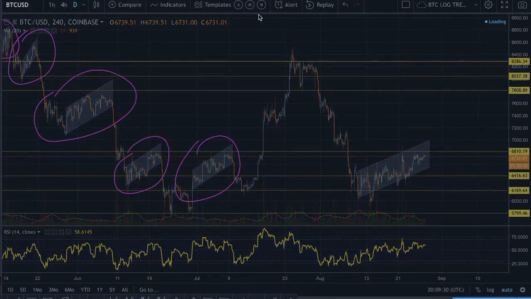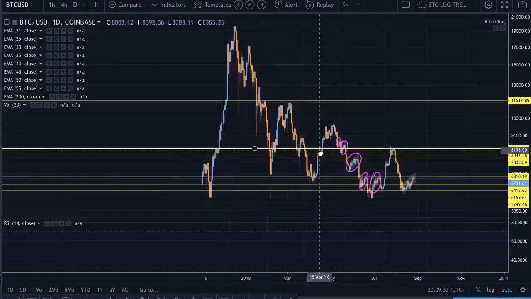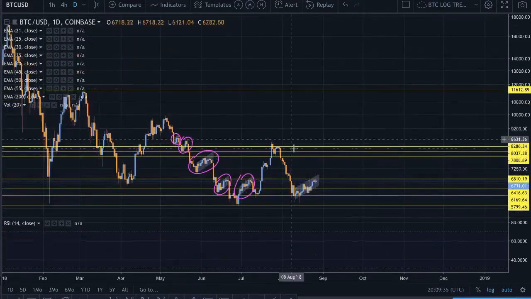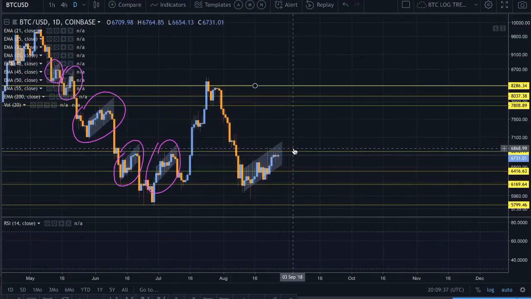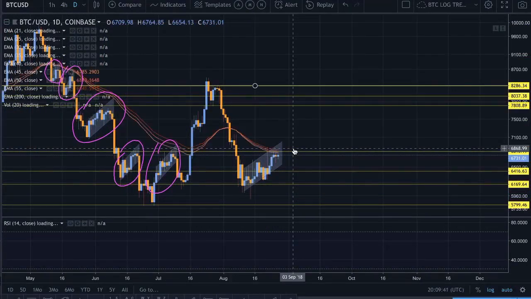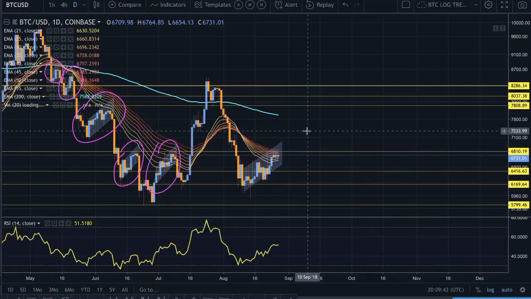If we go into the daily now and take our EMA ribbon, we still are encountering this resistance. Now, for the short term, my analysis is slightly different. I'm going to go into that. This chart is taking forever to load today. For the short term, my analysis is slightly different. I actually think we're going to go a little bit higher before we go down.